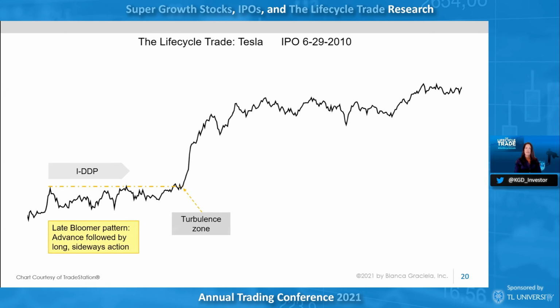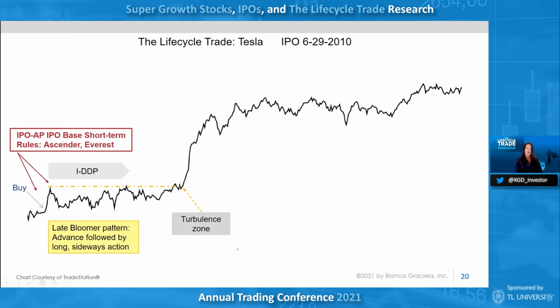So let's just quickly look at Tesla. This is the same line chart I showed you earlier. Again, this is the late bloomer pattern. I've identified the IDDP, which is what we like to call the due diligence phase for short, and the turbulence zone. Again, this IPO advanced phase is short-lived. I like to say around 90 days plus or minus, depending on the stock. 90 days is probably about the max end though, in my opinion, based on what I've observed.